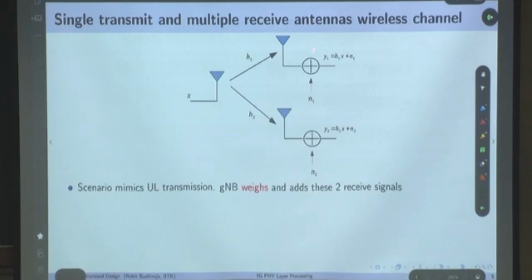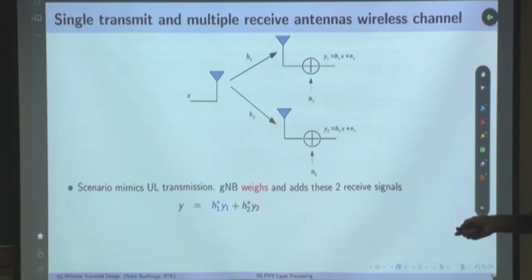So what will this base station do? It has received these 2 signals. What it does is, you see this, it weighs and adds these 2 signals. Why does it need to weigh, and what is this weighing? That is what I am going to show you. What is it weighing with? This is y1, it is weighing it with h1 star. It takes y2, it is weighing it with h2 star. This is called weighing and then adding these two signals.